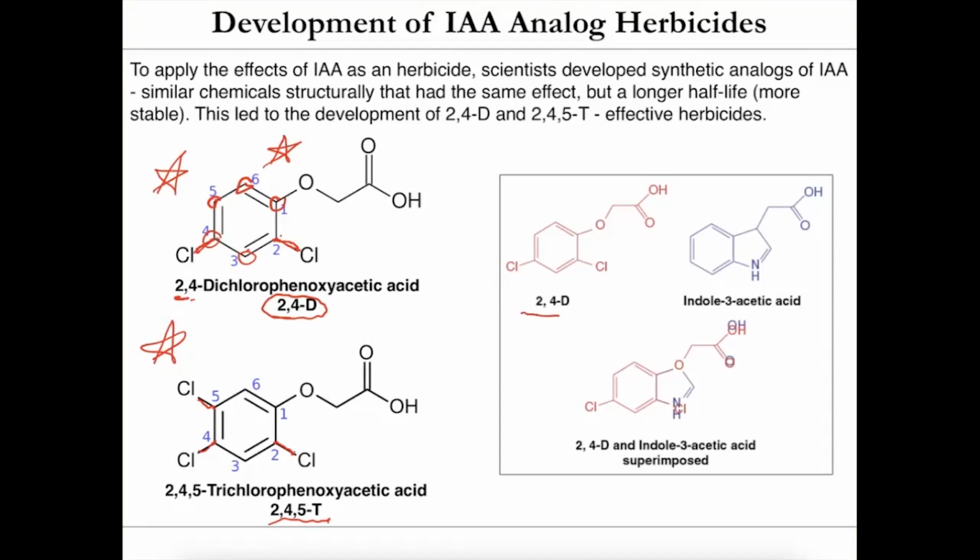Now, if we look at 2,4-D and indole-3-acetic acid and superimpose their structures, you can see they're pretty similar in shape. That's why 2,4-D is able to have a similar effect as indole-3-acetic acid. Indole-3-acetic acid is a plant hormone that binds to a specific protein receptor in the plant. 2,4-D looks close enough to IAA that it's also going to bind that same receptor and have basically the same effects. So the development of IAA analogs was essential for the development of these herbicides.